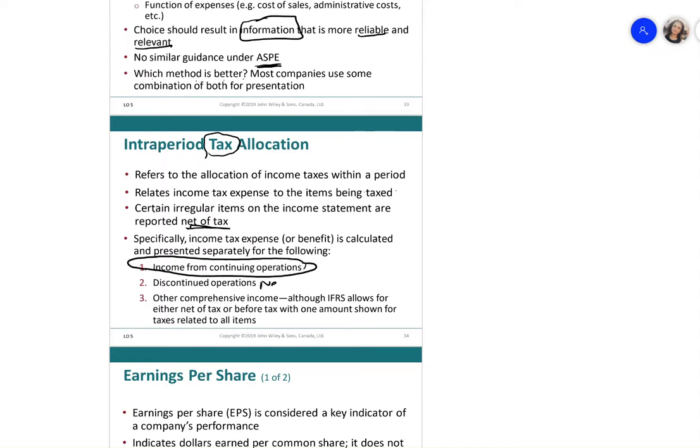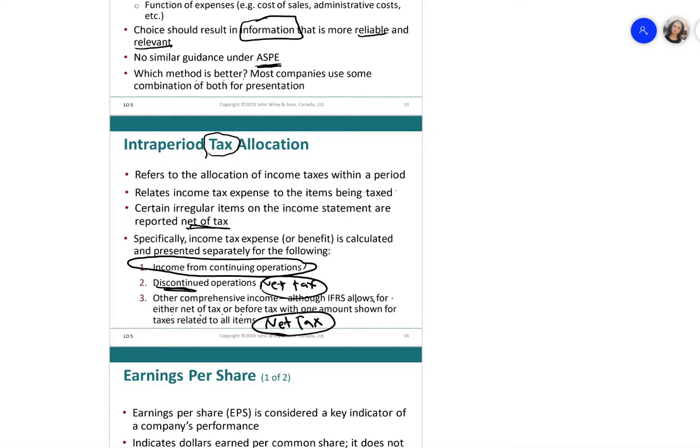Discontinuing operation is net of taxes. Other comprehensive income, although IFRS allows for either net of taxes or before taxes. For most companies, what they do is show it net of taxes. Most companies want to be consistent, because if they show discontinued operations net of taxes, they like to show this net of taxes too.